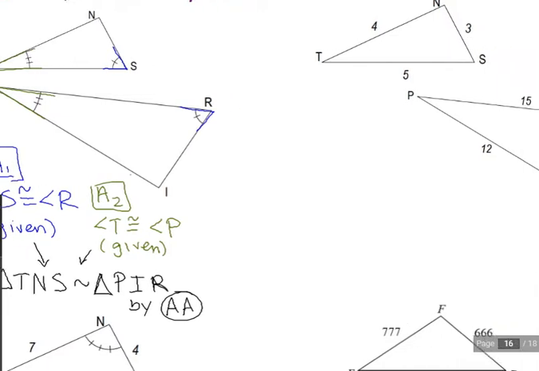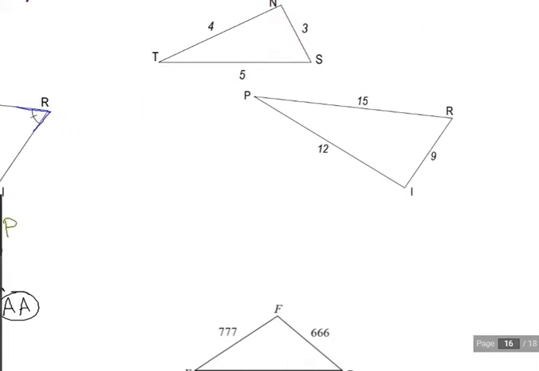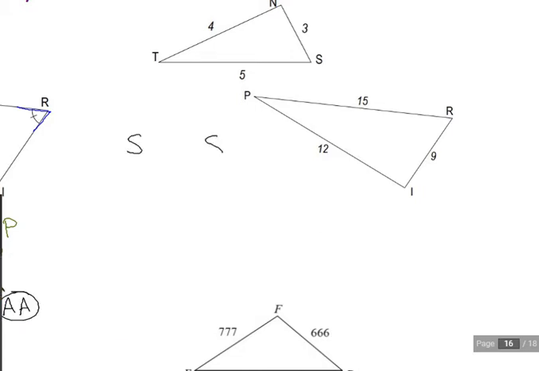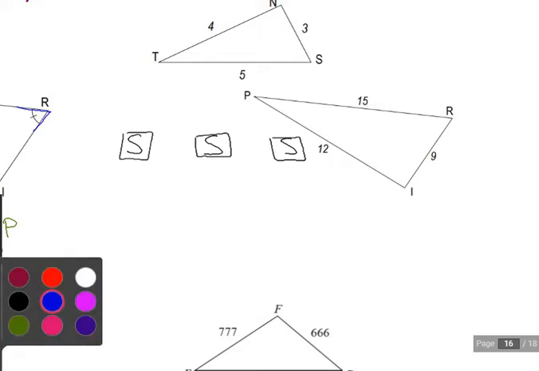Let's start with problem 2. Well, I have no angles at all, but luckily I have all the side lengths, right? And so the only possible shortcut is going to be side-side-side. All right, so side-side-side. Now remember, the key difference here is I have to show the sides are proportional, not congruent, but I still have to find the ones that actually match.